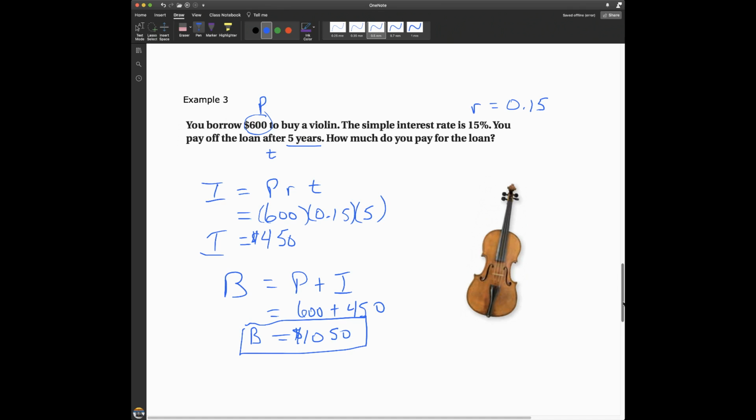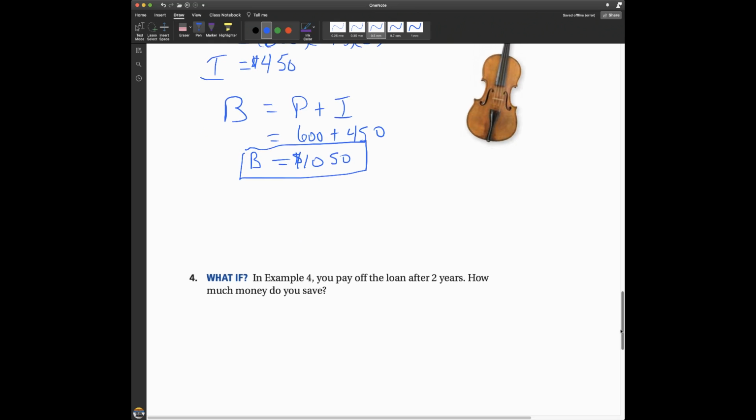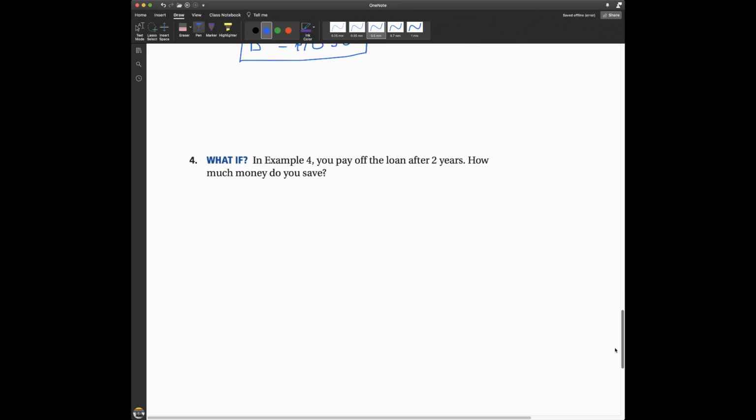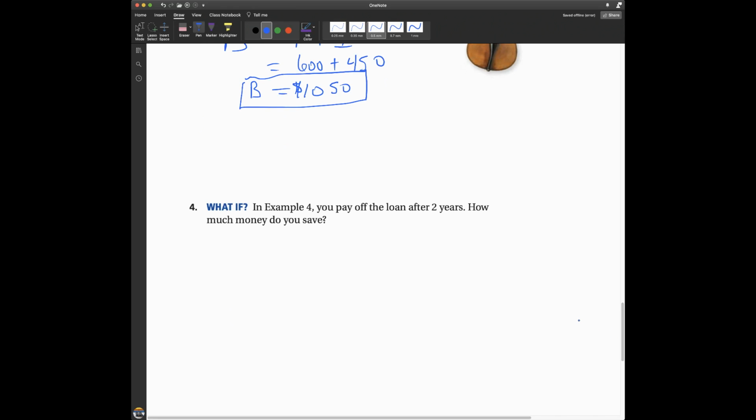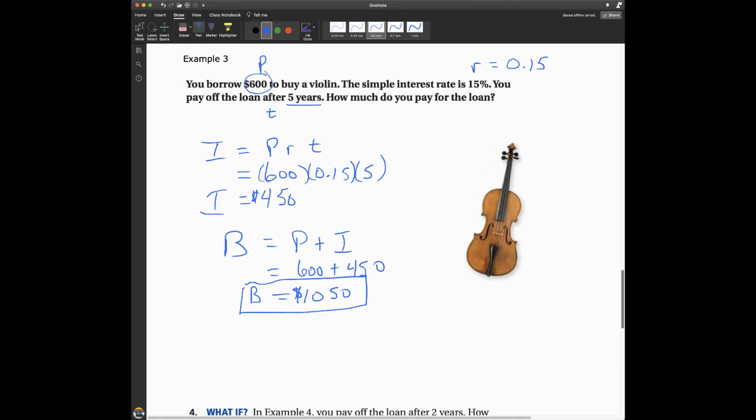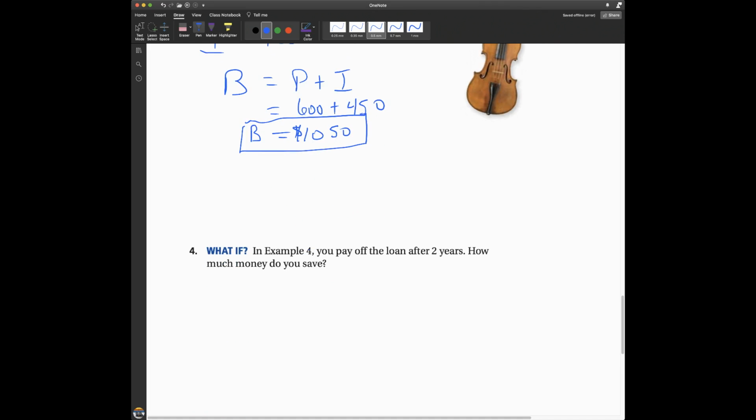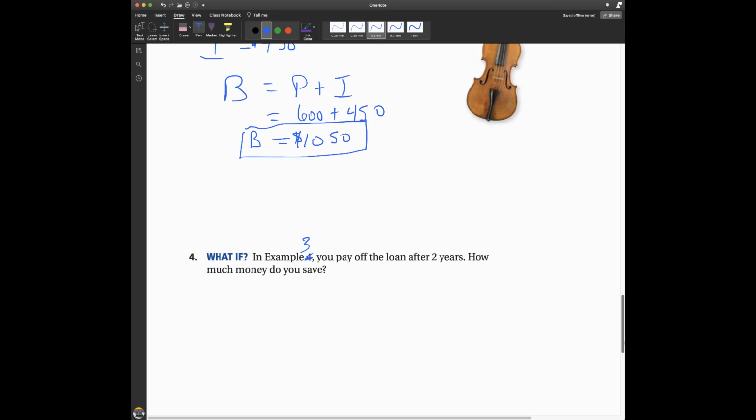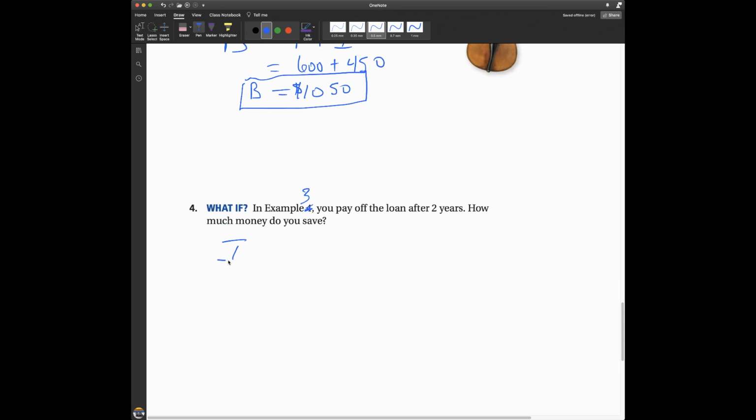Okay, so let's look at problem 4. So example 4 is actually this example. I have 3, but it's actually example 4. So we'll just say in example 3, you pay off the loan after 2 years. Then how much do you owe? Okay, so here's an exercise to see basically if we pay off the loan sooner, how much will it cost?